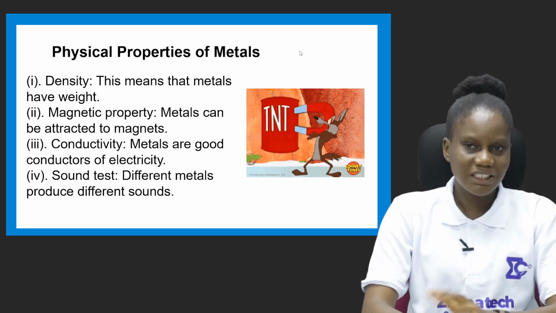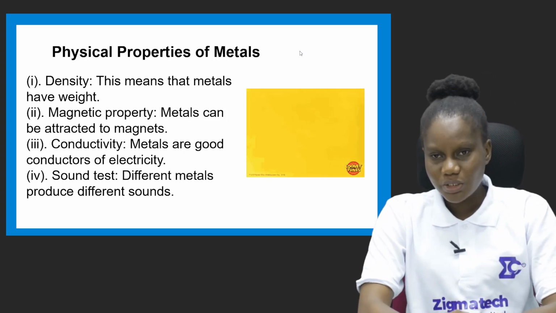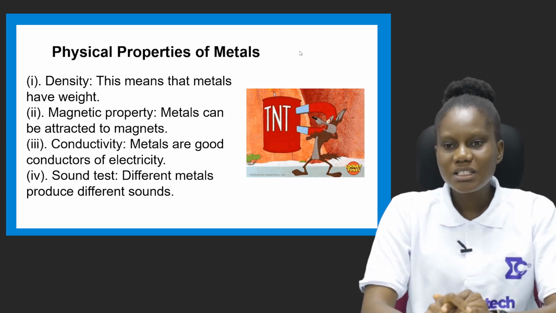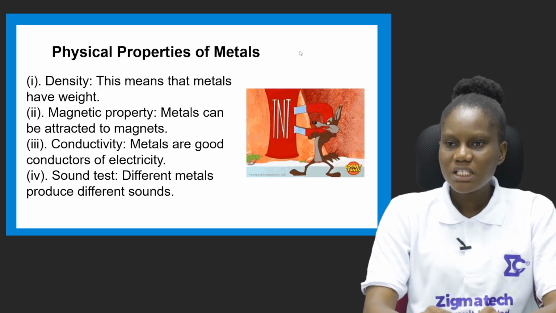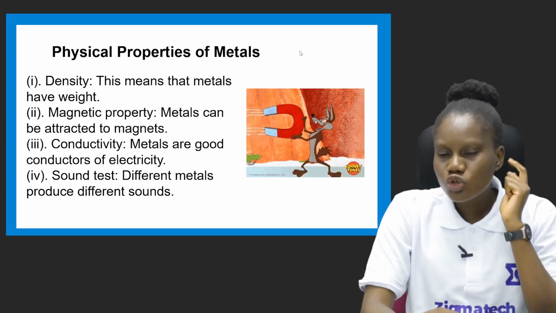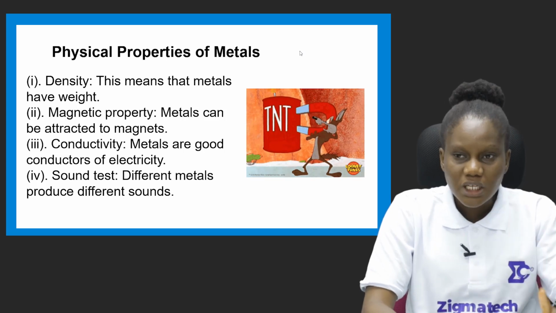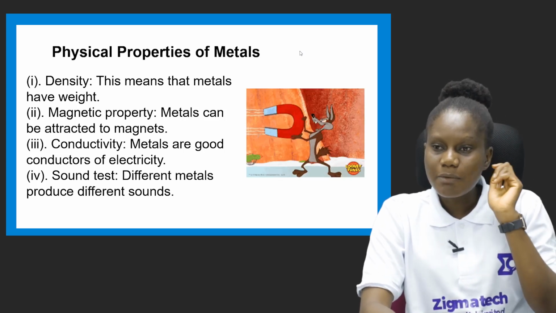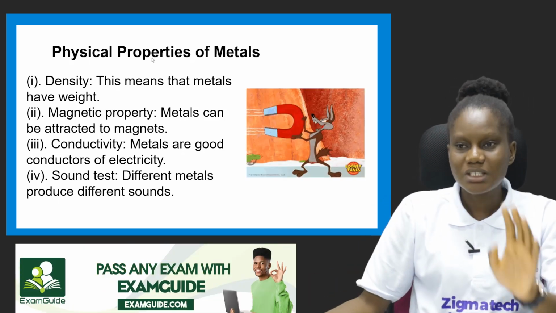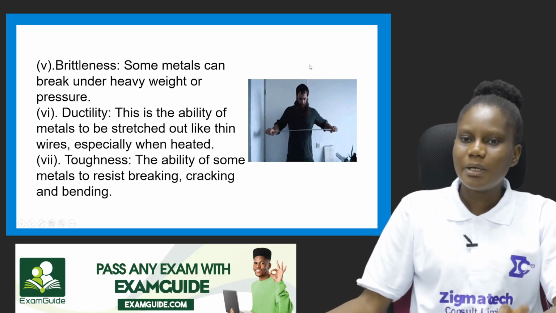Number one is density. Number two is magnetic property. Number three is conductivity. Number four is sound test. That means different metals produce different sounds. And yes, you can take your zinc and hit it. It's going to produce a different sound from that of gold, and a different one from that of steel. So they all produce different sounds. The ability to produce sound is one of the properties of metals.